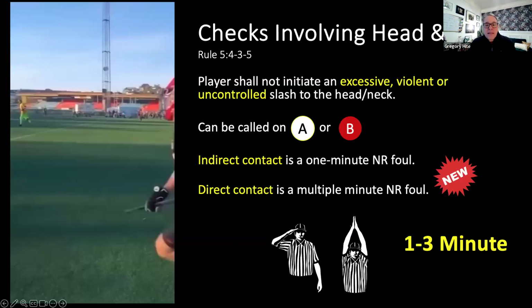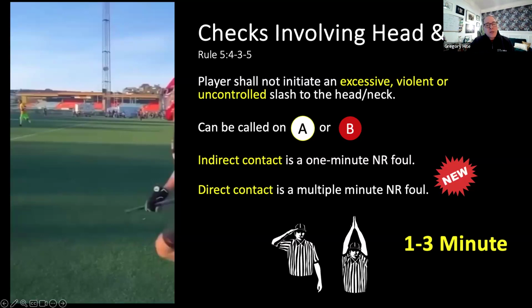Now, checks involving the head and neck, and I've got my little new sticker here because we've changed this up from last year. You cannot initiate excessive, violent, or uncontrolled slash or a body check to the head and neck. Now, this can be called on the offense, and this can be called on the defense. They've mirrored what the college guys are doing. So in college, we've got what is called indirect contact, direct contact, and flagrant contact. Indirect contact, the contact starts out legally, it slides up and makes contact with the head. That's a 1 minute non-releasable foul. You're going to sit the whole time. The other team, if they score a goal, they're going to get a man-up face-off.